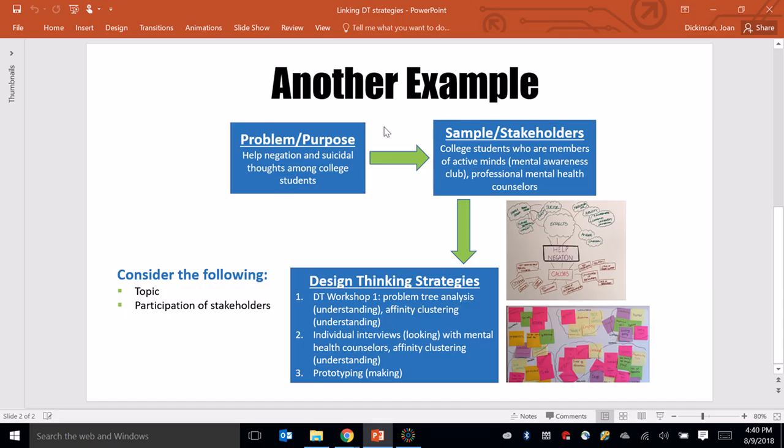One thing I want you to notice is that the prototyping in this example was conducted by the student in our program. In the previous example I showed you, the prototyping was actually conducted by the sample or the participants who were part of the research study. Either one is really acceptable. It depends on the problem or the purpose of the study.